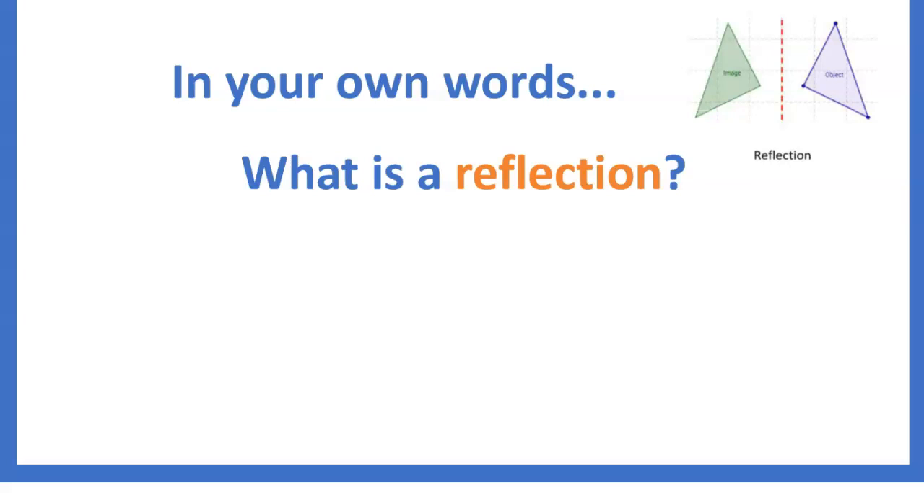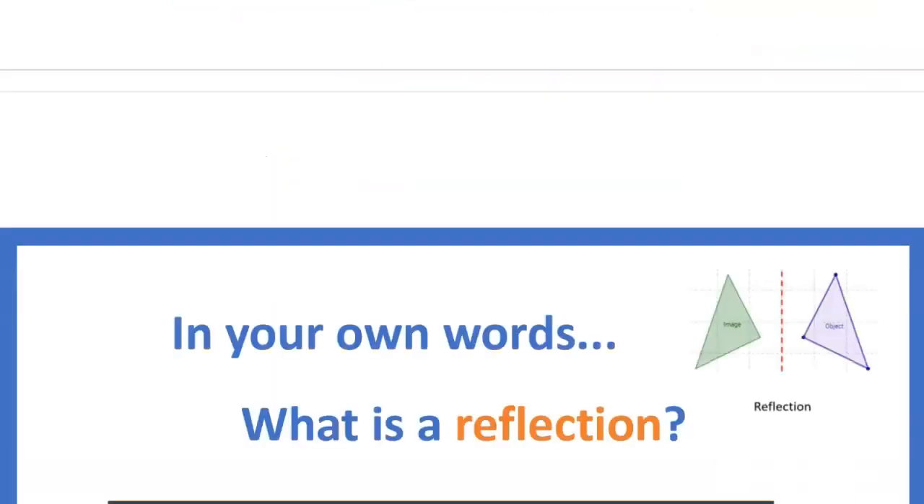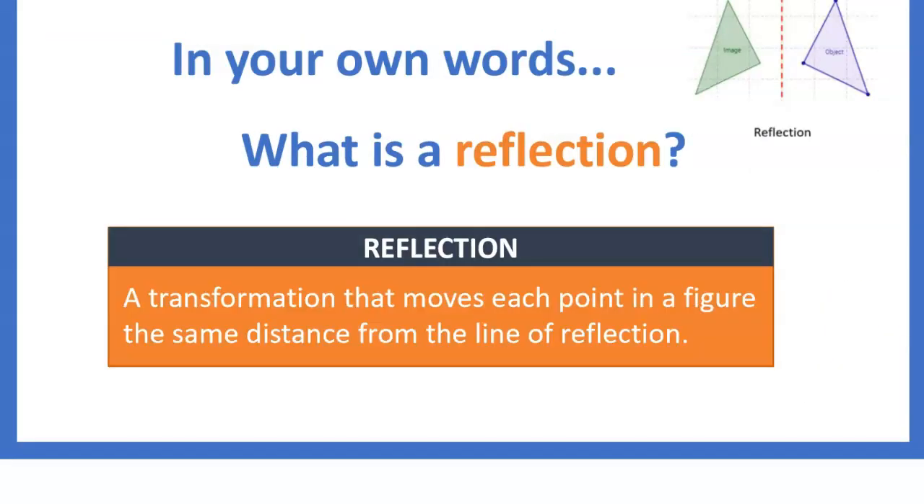So now that you've thought a little bit about how you would describe a reflection, let's see what our definition is. A reflection is a transformation that moves each point in a figure the same distance from the line of reflection. So here we had a point, here's its reflected image over here. And we move it the same distance from the line of reflection. You can see it's the same distance away.